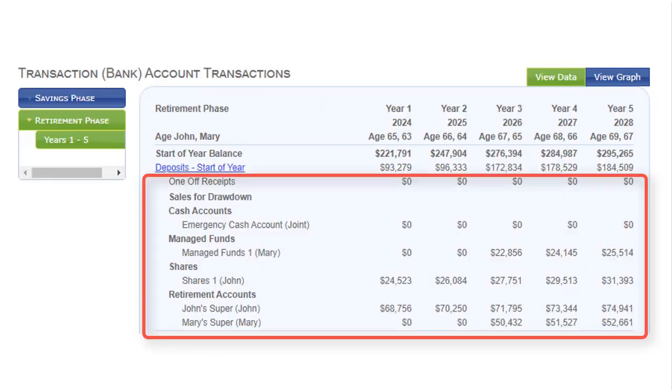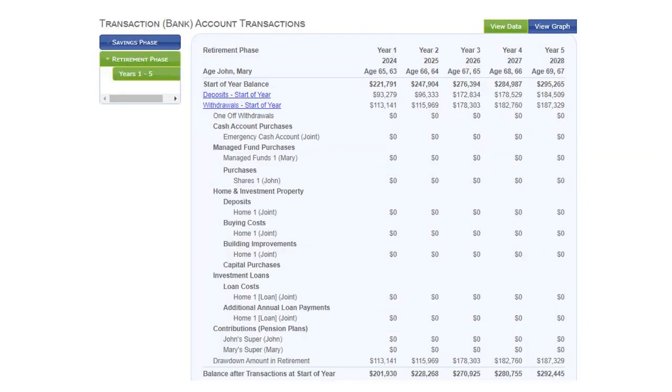In the retirement phase, the drawdown amounts from the various accounts are displayed as deposits at the start of the year. The retirement drawdown is displayed as a withdrawal at the start of the year. This money is transferred to the budget.